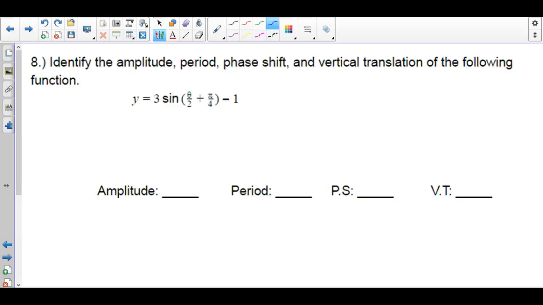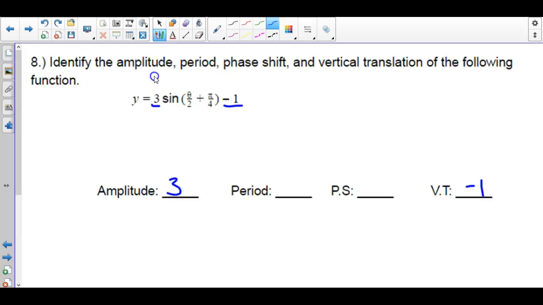Now we get on to the tougher ones. Amplitude, period, phase shift, and a vertical translation of a function. So the easy part of this is going to be my amplitude, which is 3. Another easy part is going to be my vertical translation. This graph is going to shift down 1.